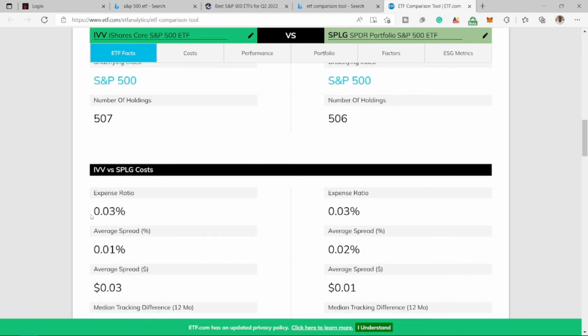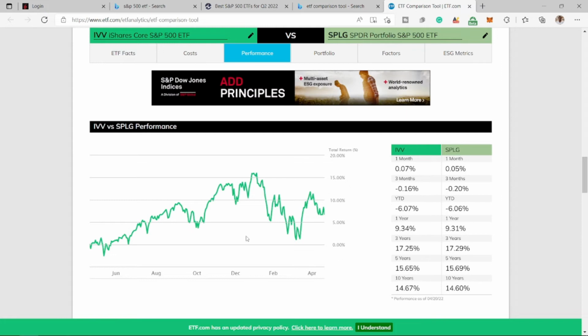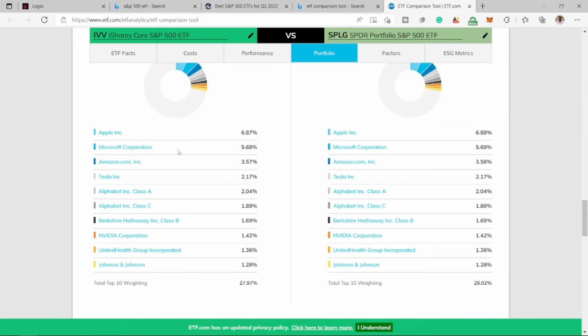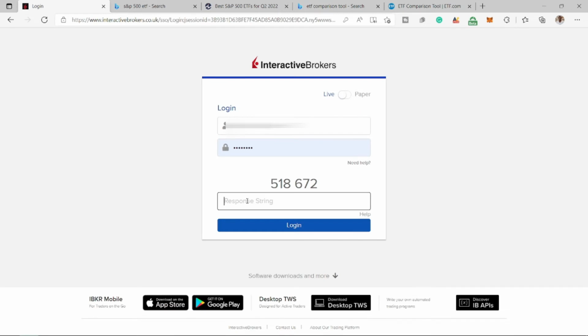Now let's take a look at the expense ratio. The expense ratio is pretty much a fee that you pay to manage your fund, and these funds are passively managed, so these fees are typically lower than the actively managed funds. Now let's see the performance of both. As you can see, they are pretty close, and here are the holdings, and these are the top holdings for both funds. So let's log into Interactive Brokers and purchase one of these ETFs.